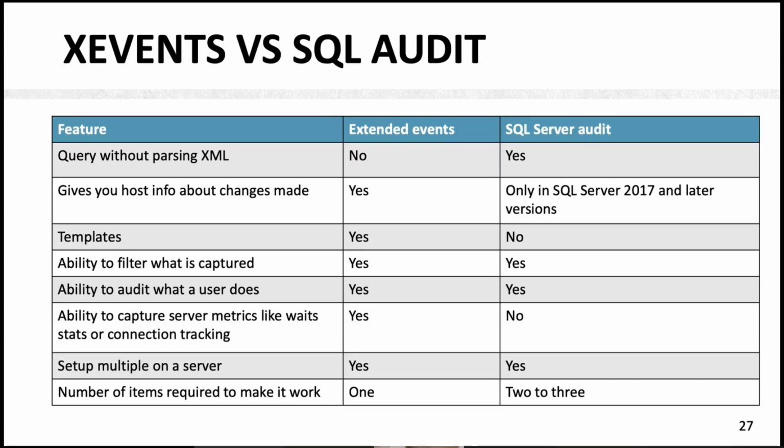Big difference, with SQL Audit you don't have to parse the XML. If you want to know what host or IP the user was using when they made the change, you can't get that until SQL Server 2017 and later versions with SQL Server Audit. Nicely, XEvents has templates to help you out, but that's not the case with SQL Audit. And XEvents captures way more than just what users change, so it could be helpful for troubleshooting or performance issues. XEvents also only requires one item to set it up and have it work, whereas SQL Server Audit requires at least two and maybe three, so it's a little bit more complicated.